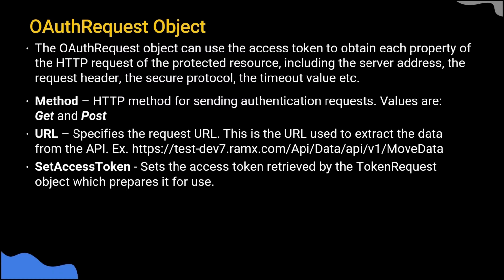URL specifies the request URL. This is the URL used to extract the data from the API. So this is the URL that we're using to go and get the actual data that we're going to be presenting to the user or customer. And then set access token sets the access token retrieved by the token request object, which prepares it for use. So here's where we're actually going to be using our access token to go out and make the request to get our data.